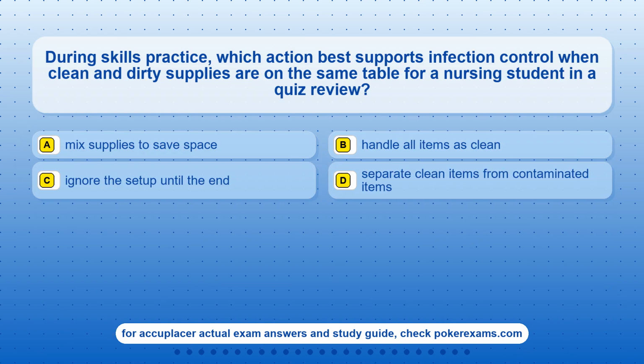Question 15. During skills practice, which action best supports infection control when clean and dirty supplies are on the same table for a nursing student in a quiz review? Option A. Mix supplies to save space. Option B. Handle all items as clean. Option C. Ignore the setup until the end. Option D. Separate clean items from contaminated items.